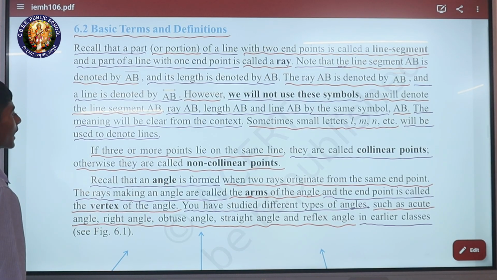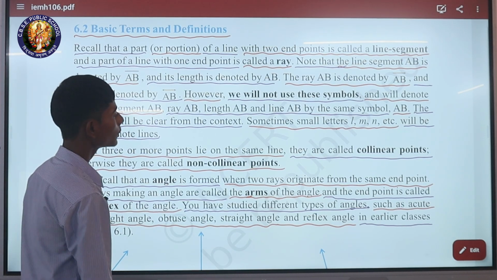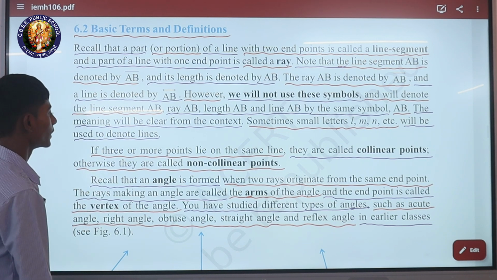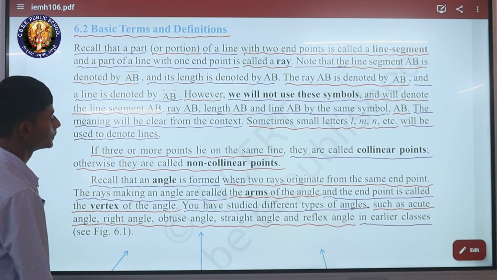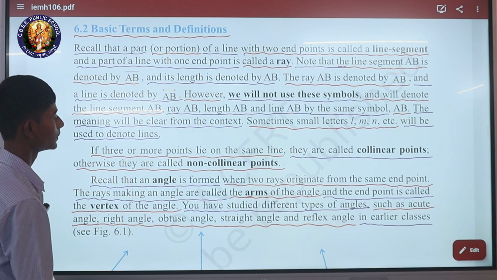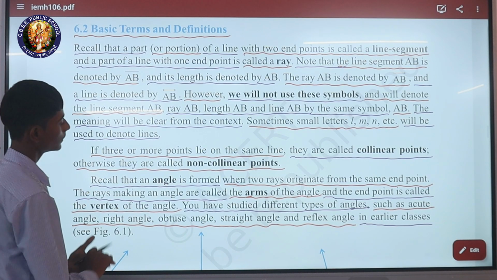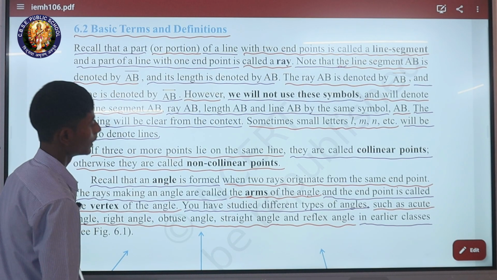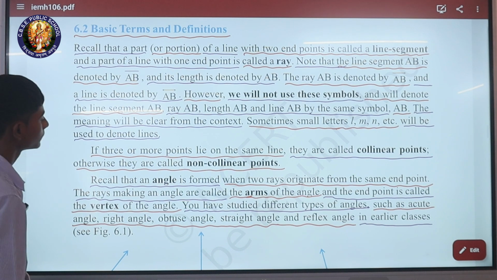If three or more points lie on the same line, they are called collinear points. Otherwise, they are called non-collinear points. Recall that an angle is formed when two rays originate from the same endpoint. The rays making an angle are called the arms of the angle, and the endpoint is called the vertex of the angle.